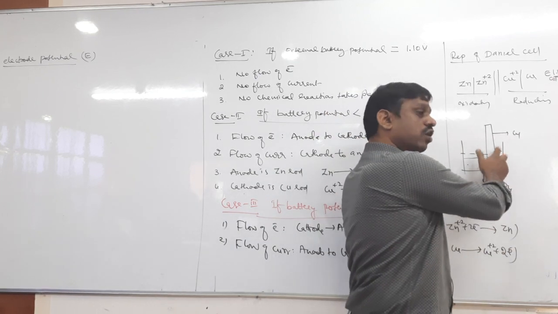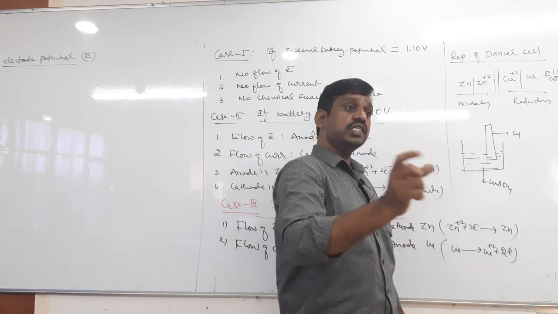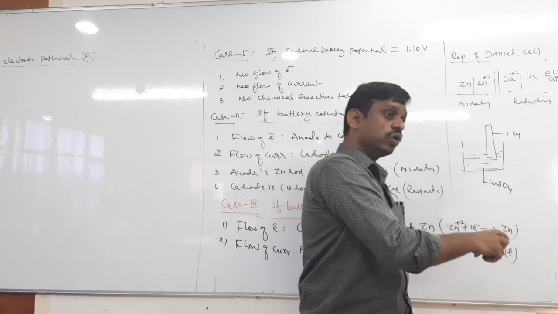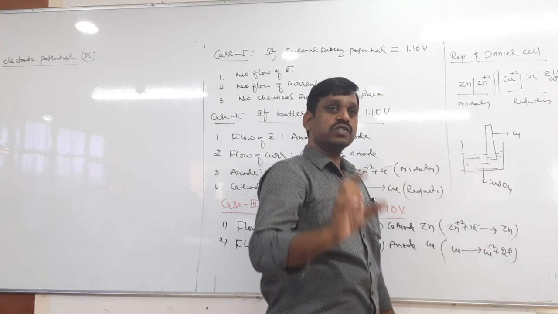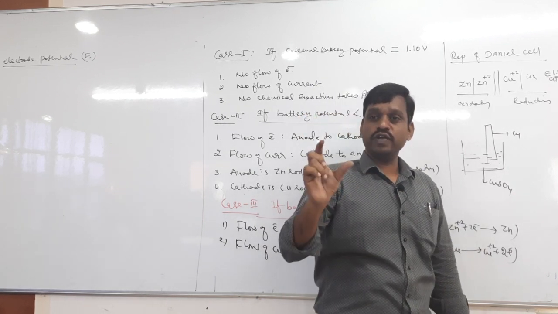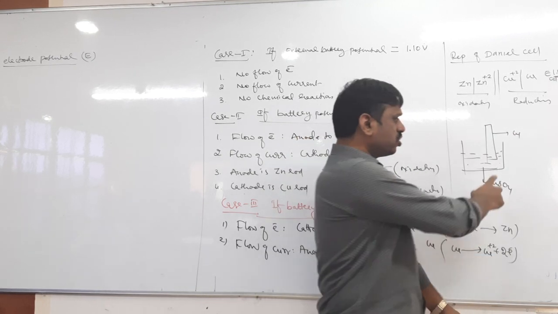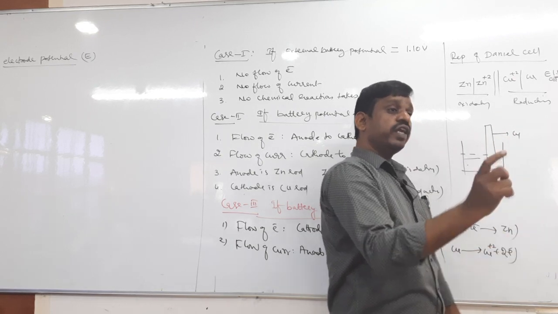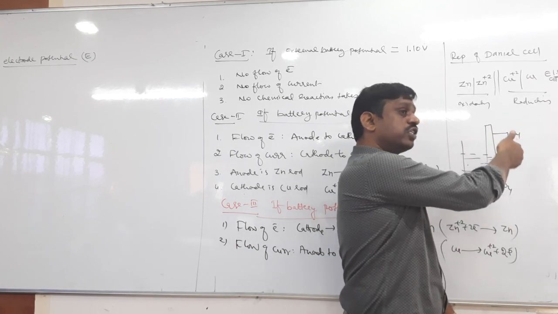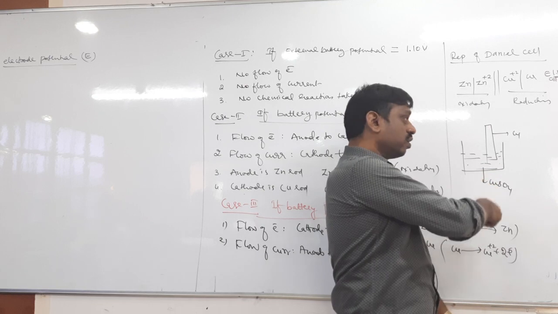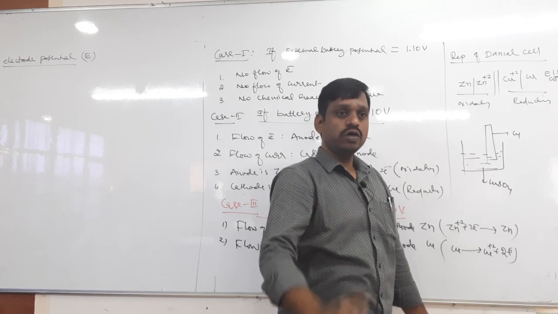Where? On the zinc rod or copper rod. The potential difference is developed at the electrode when it is placed in its own solution, that too when the metal and its solution are both in equilibrium. Right? That is called what? Electrode potential. Then how do you define electrode potential? The potential difference developed at an electrode when it is in contact with the solution of its own ion, and the electrode as well as the solution are both in equilibrium, is called electrode potential.